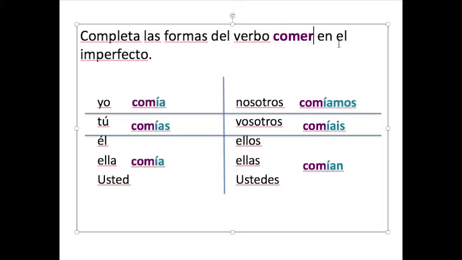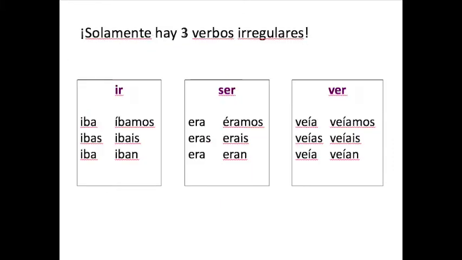Okay, on the same thought there, there are only three verbos irregulares, and those are ir, ser, and ver. You guys are going to work with this a little bit more in depth, but just think ir is to go, ser is to be, one form of to be, and then ver is to see, right? So we have iba, ibas, iba, íbamos, accent on the I there, and iban, era, eras, era, éramos, eran, veía, veías, veía, veíamos, y veían.